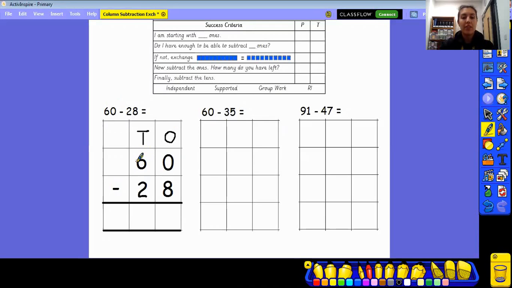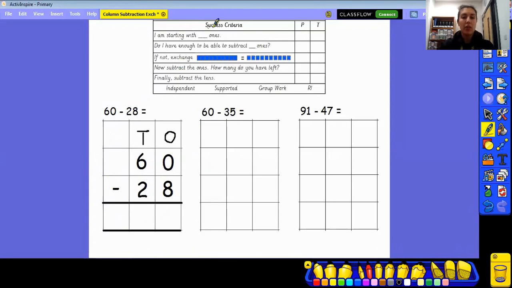And you can see that I've got 6 10s and 0 1s. I am subtracting the second number. So this second number has to go on the bottom. So my 2 10s in 28 go in my 10s column on the bottom. And my 8 1s go underneath my 0 1s in the 1s column. Then I need to do my giant equal sign. And when I have set it up like this, now it is ready to calculate the answer.